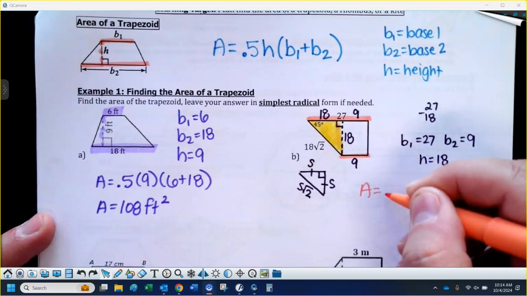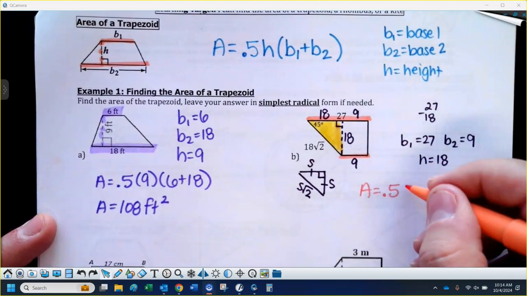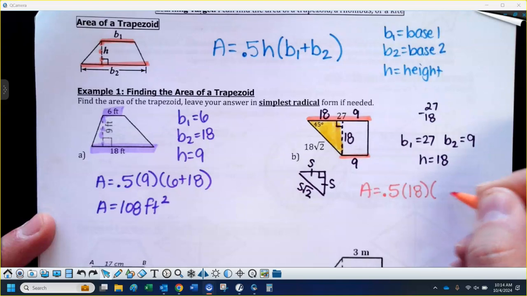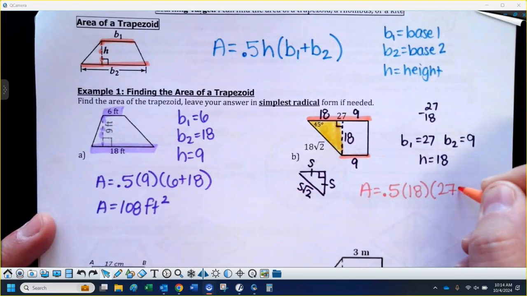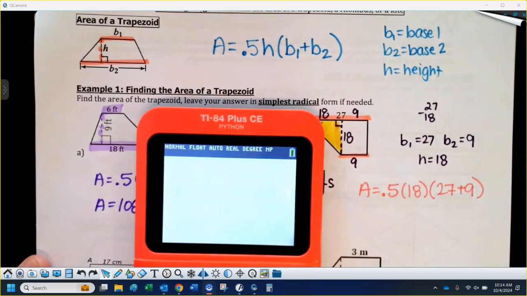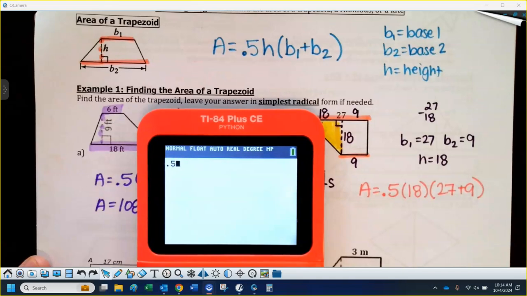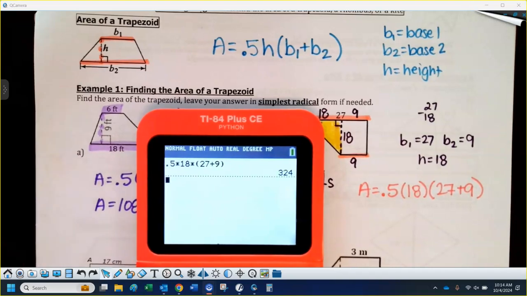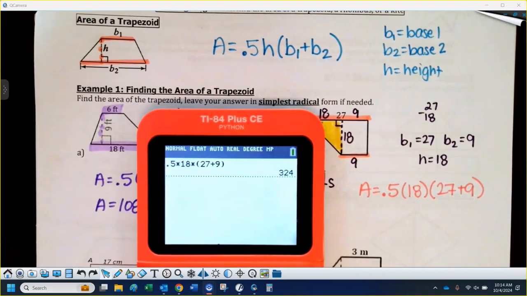So area, and we're just grabbing the calculator. 1/2, the height was 18. And then we got to add the bases together, or if you just want to use the parenthesis key in your calculator, you could do that. 27 plus 9 will give you 36. So if you want to multiply it like that, or if you want to just put it right like I typed it, I'm doing 1/2 times 18 times 27 plus 9. Should get 324, and then you're all done.